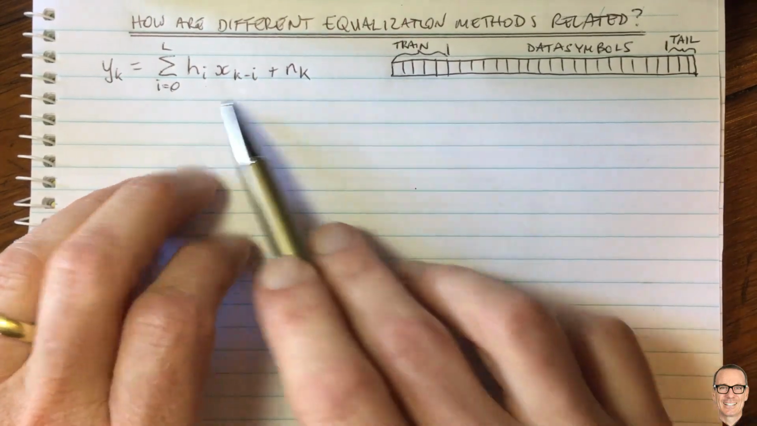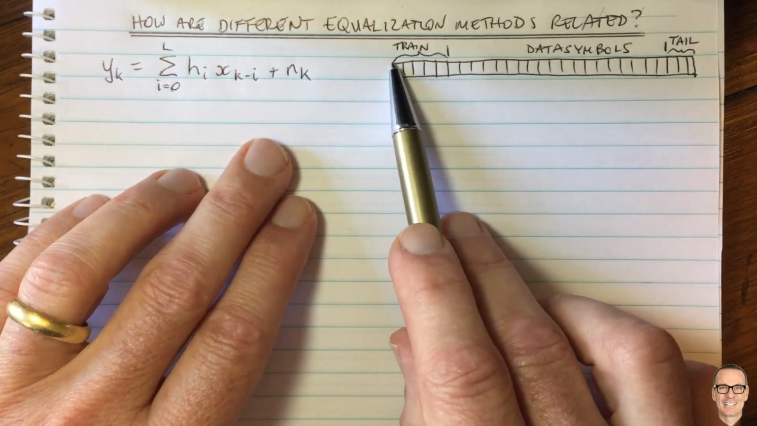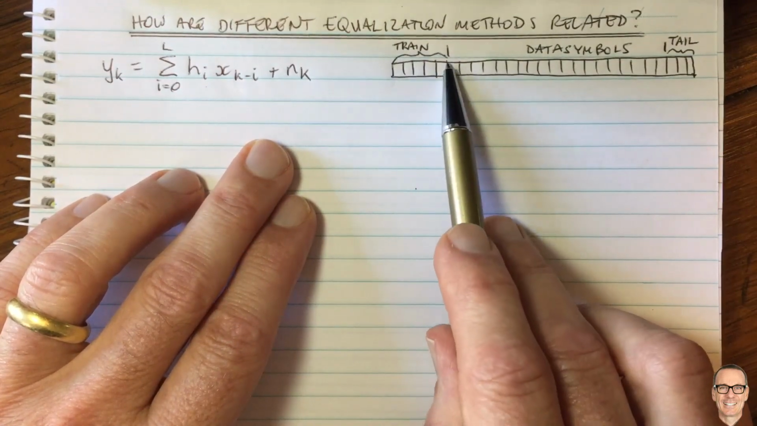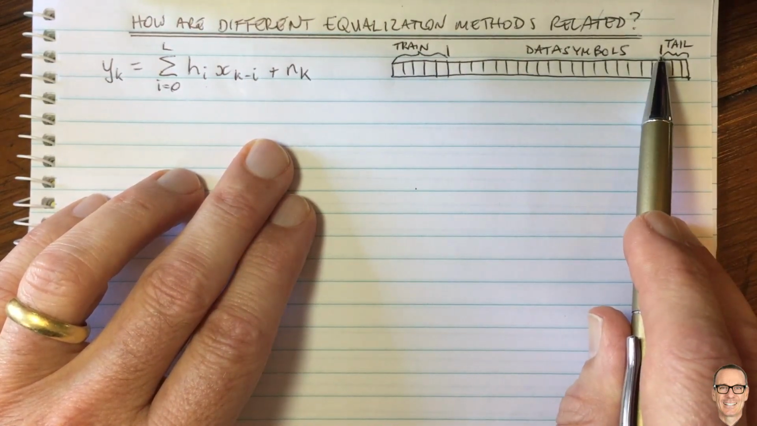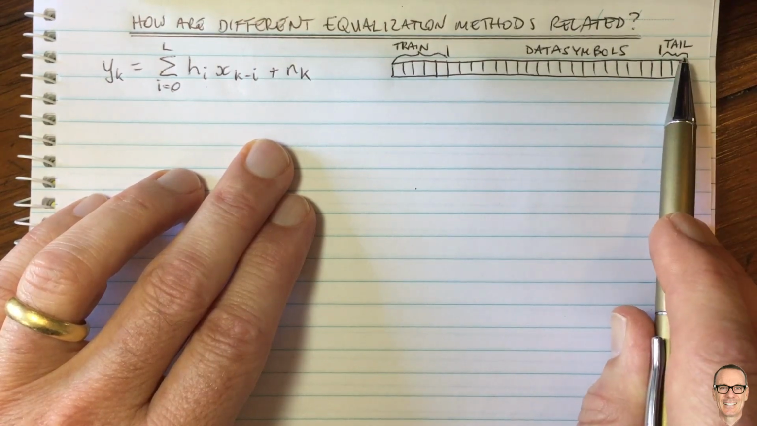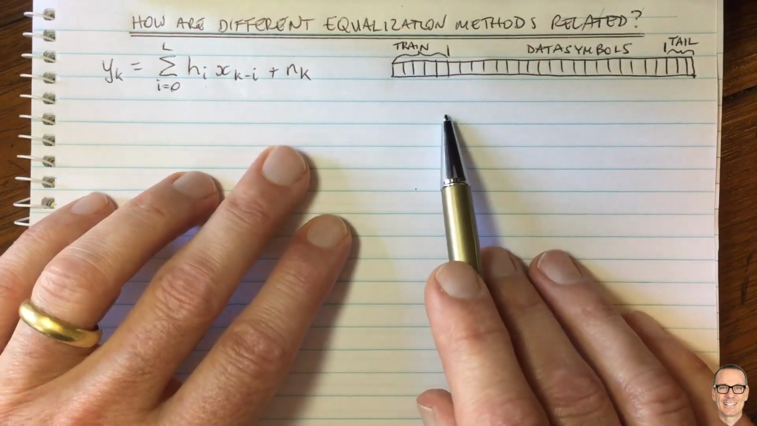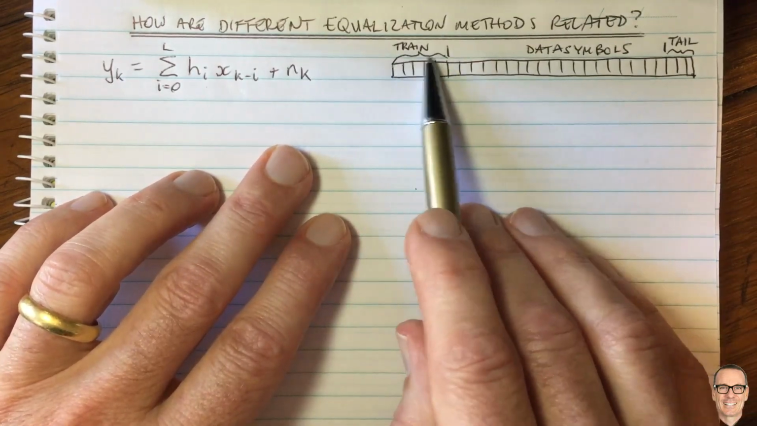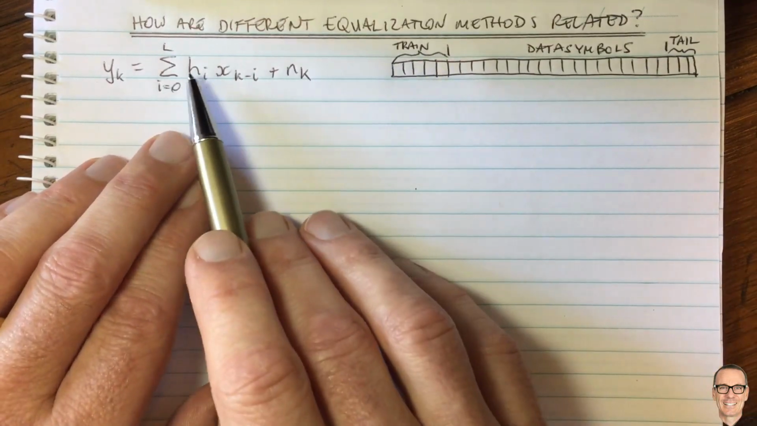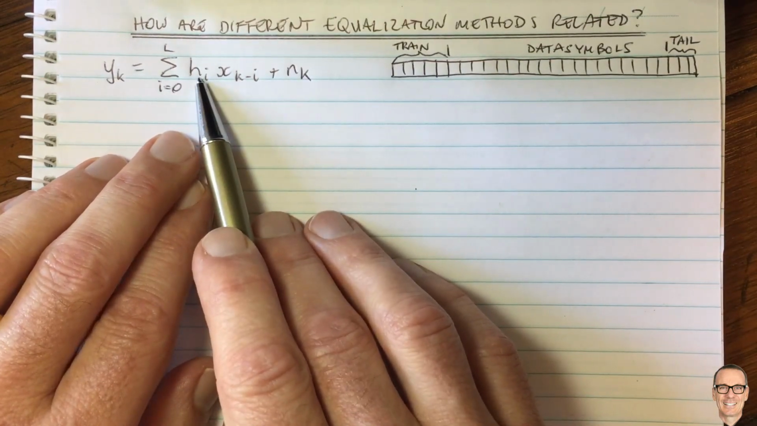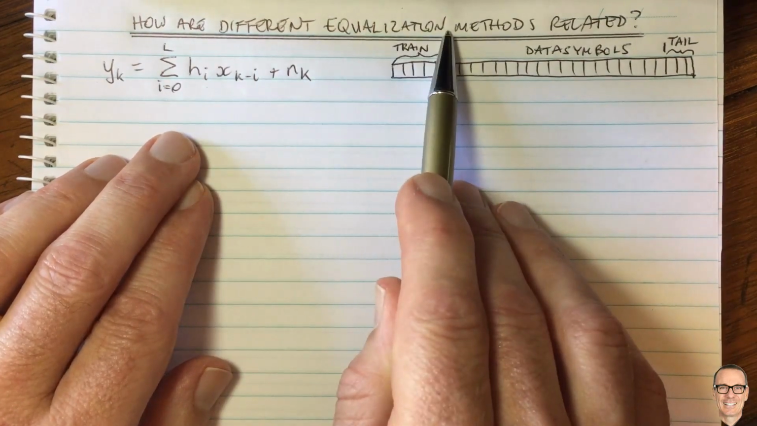So I always think about what this means in a picture. I think we've got training symbols being sent, and then we've got a succession of data symbols in a packet, and then we've got a tail for the packet. And these are important, the training and the tail. So why are they important? Well, to start with the training, you first of all have to be able to work out what the channel values are if you're going to do equalization.